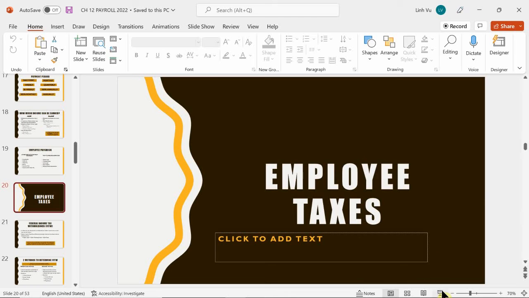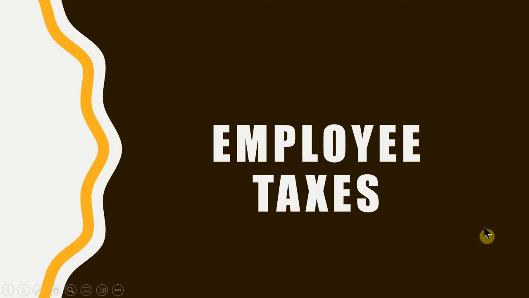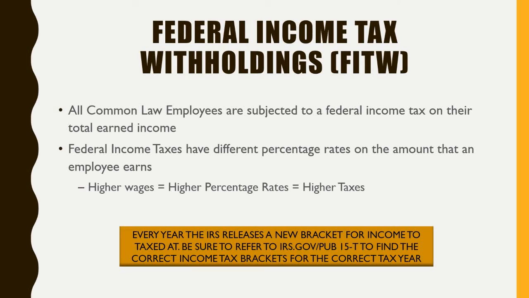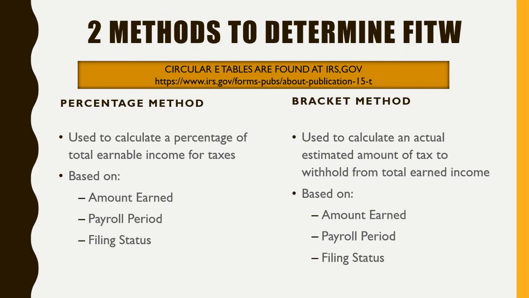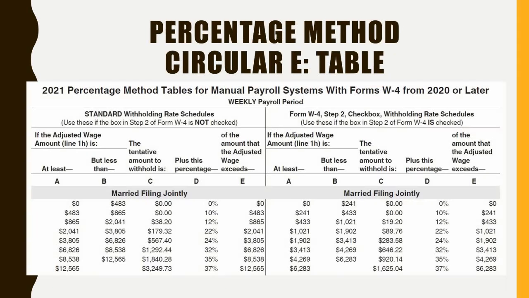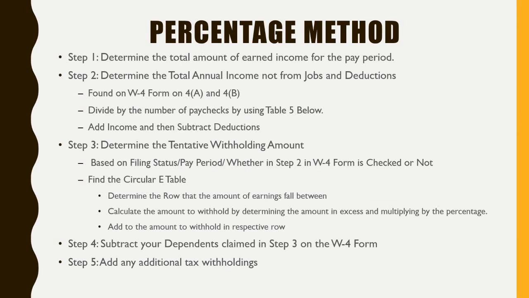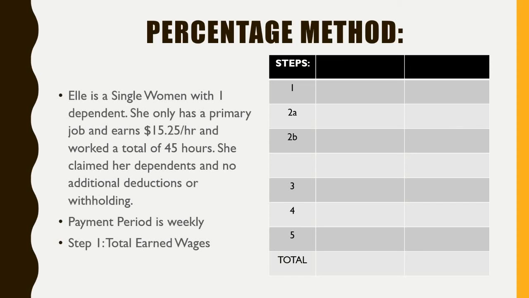All right, welcome back to chapter 12. So, yesterday, this is what we learned about employee taxes, right? We talked about what the first federal tax is, which is going to be the federal income tax withholdings. This is where we got to take a look at the percentage method, which uses the Circular E table, right? This is what the Circular E table looks like. It's basically going to be based on gross earnings, right?